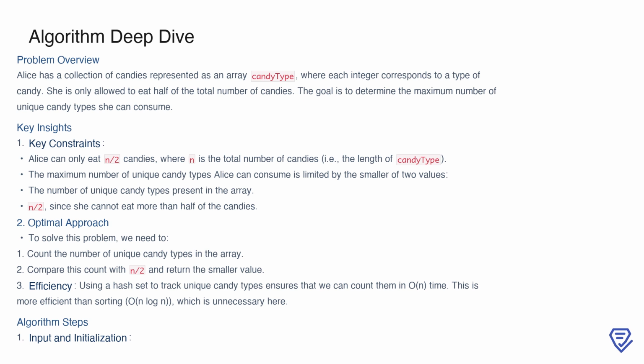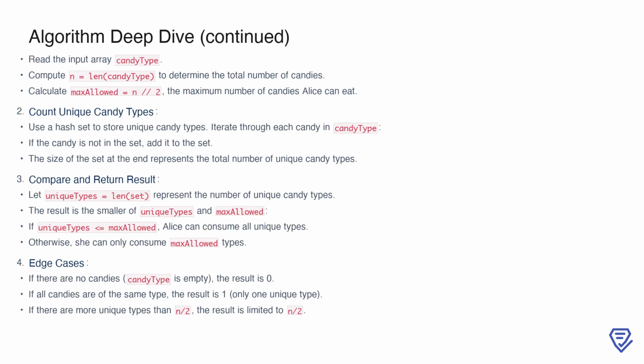Second, we can achieve this efficiently by counting the unique candy types in the input and comparing this count with n/2. By using a hash set to track unique types, we can determine this in O(n) time, which is optimal compared to other approaches like sorting. The high-level algorithm involves counting the unique candy types, comparing the count with n/2, and returning the smaller of the two values. To break down the solution step by step, we start by reading the input array candy type. From this, we calculate n, the total number of candies, and determine max allowed, which is n/2, the maximum number of candies Alice can consume.